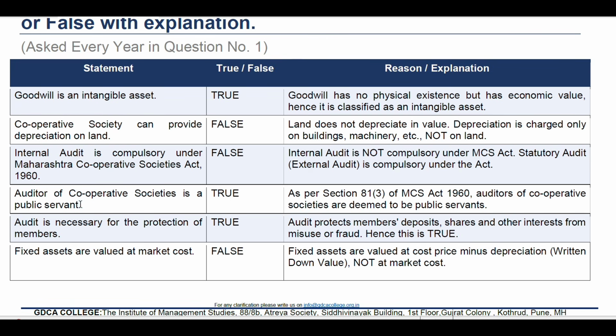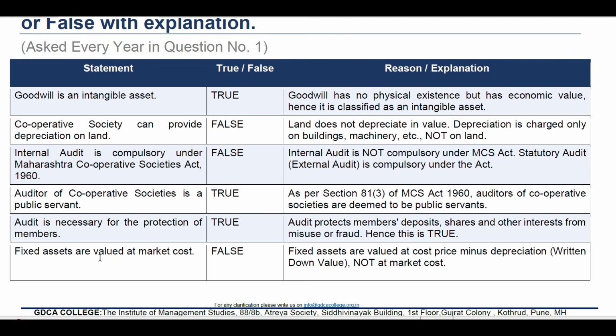Next, auditor of a cooperative society is a public servant. Yes, it is true. As per Section 81(3) of the MCS Act 1960, auditors of cooperative societies are deemed to be public servants. Next, audit is necessary for protection of members. Yes, members' interests are protected. It is true. Audit protects members' deposits, shares, and other interests from misuse or fraud. Hence, it is true.